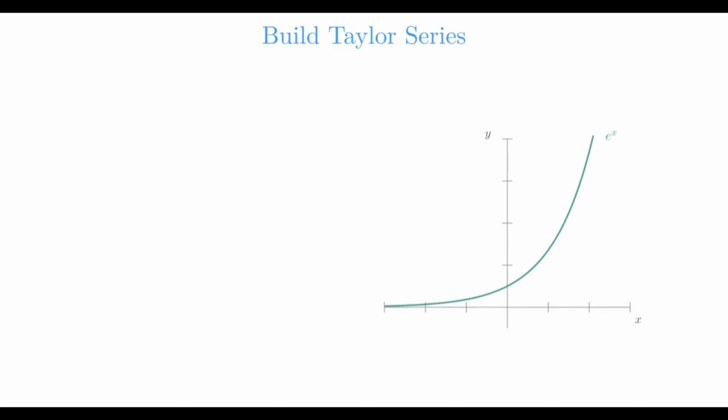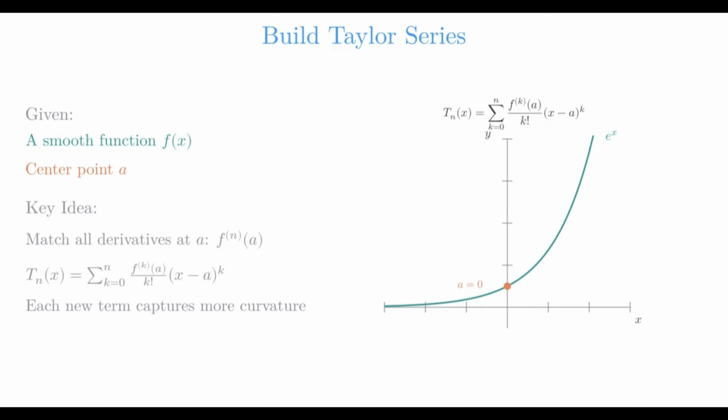What if you could replace any function with a polynomial? Polynomials are easy to compute, just addition and multiplication. Taylor series make this possible. The formula looks intimidating with factorials and nth derivatives, but the idea is beautifully simple. Match the function's behavior at one point, derivative by derivative.